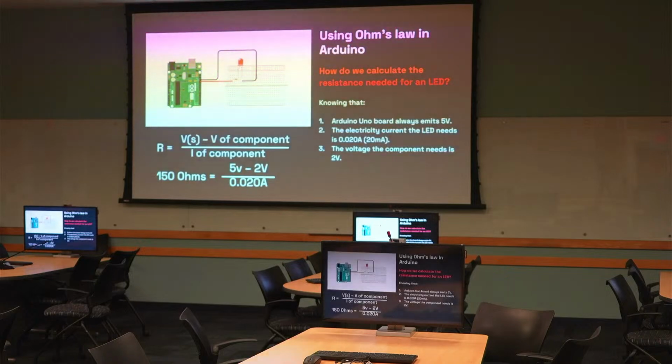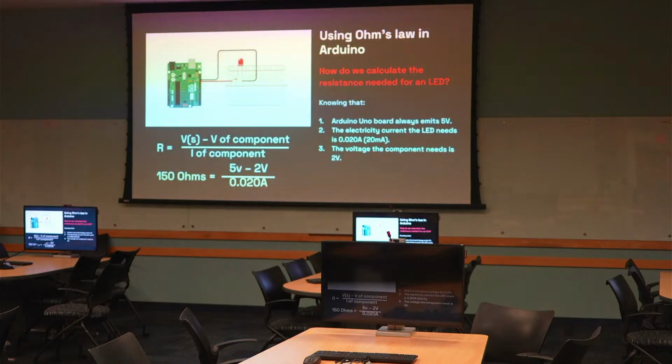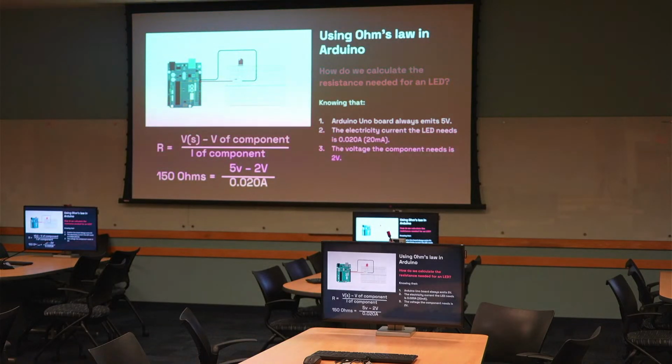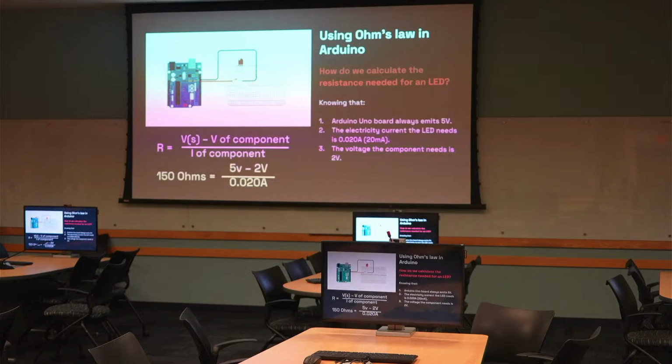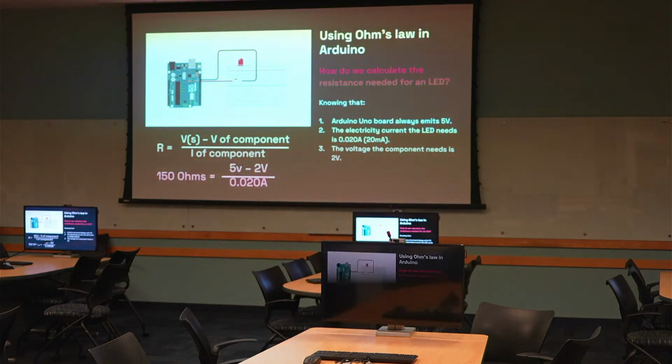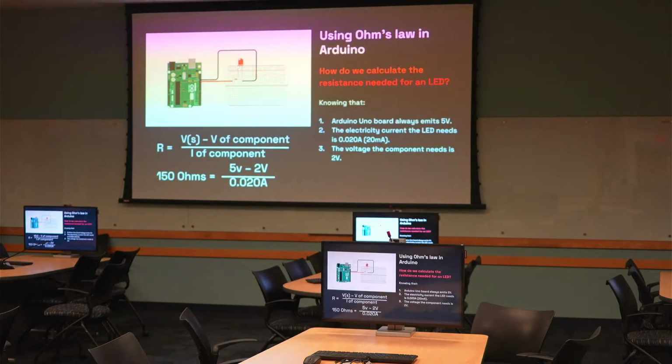But why is that? Because 220 is a standardized resistance that is very used in electronics in general, and it's very common that for some calculations we're not going to have the particular exact resistance. So we need to find the next closest to it. In this case, as it is 150, it's going to be 220 ohms. So you're going to see that we're going to be using 220 ohms for the LEDs.